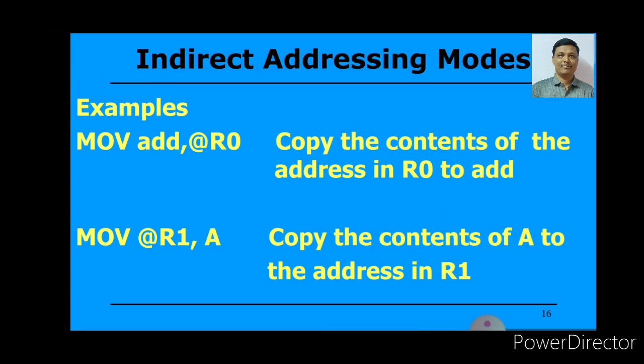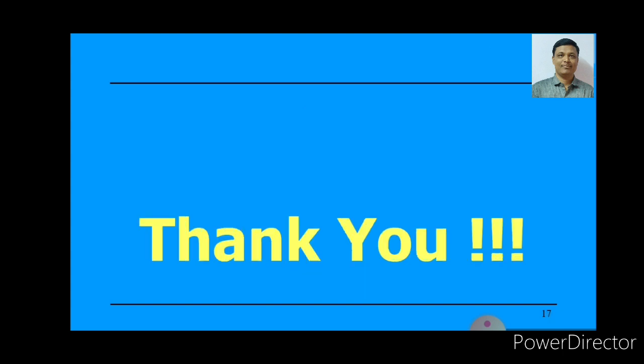The next example, MOV address, @R0. Here the contents of the address which is stored in R0 will be transferred to the particular address specified in the instruction. Then MOV @R1, A. Here the contents of the accumulator will be transferred or loaded into the address which is stored in register R1.